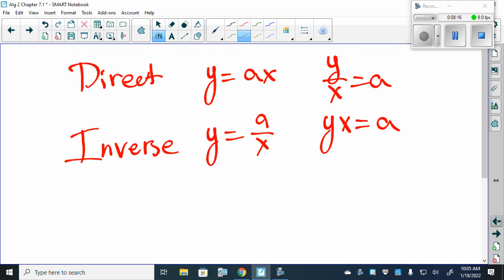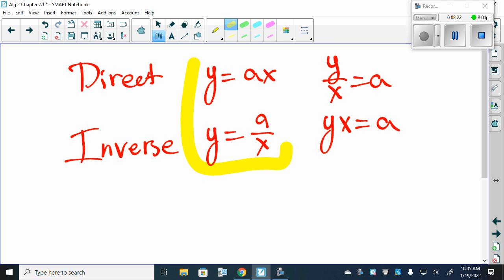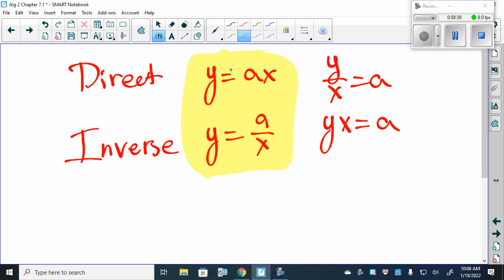So inverse and direct variation by definition kind of come in these two forms here. By definition, these are the two equations. Now, for the top one, for direct, we can actually divide both sides by x to get a by itself, the constant term, which generates this here, y divided by x equals a.